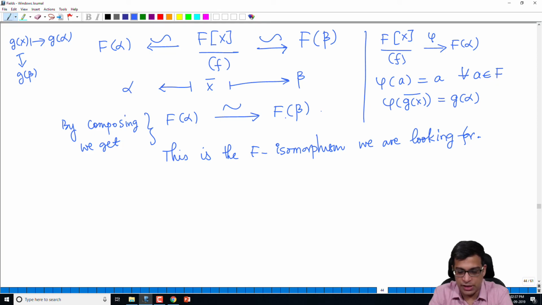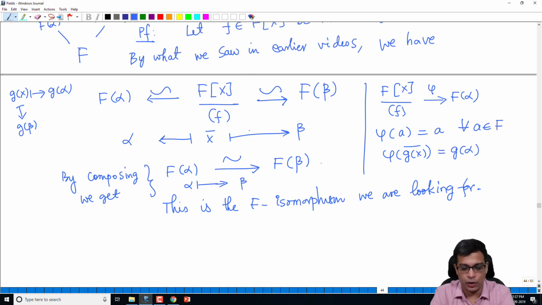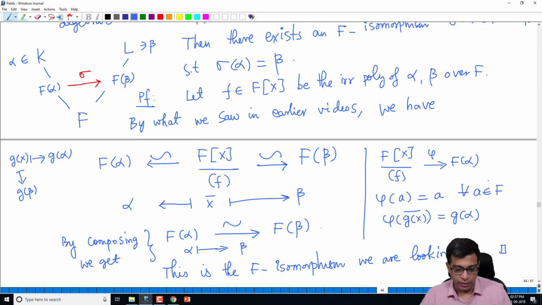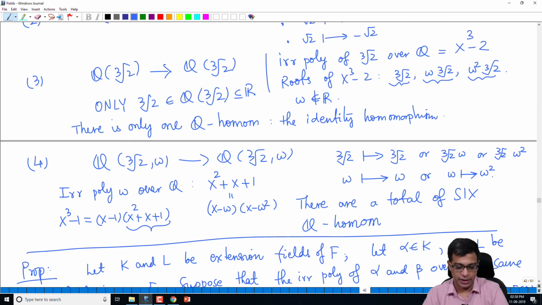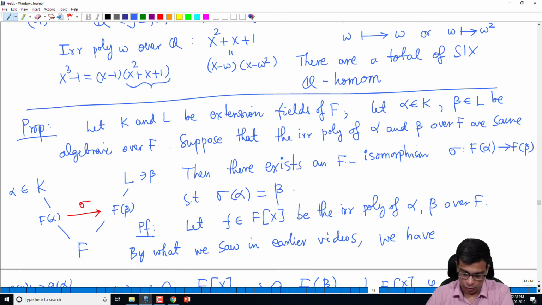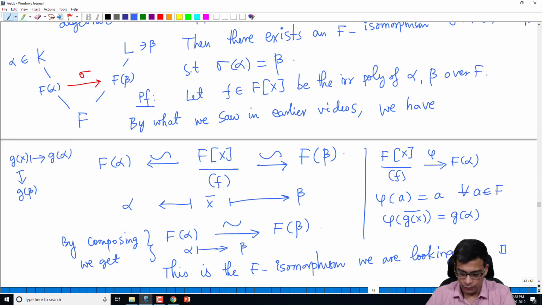Right, that's clear, because this is an isomorphism of rings. It sends alpha to beta, because under this inverse alpha goes to x bar goes to beta. So alpha goes to beta and every element of F is fixed. So that is the proof. Okay, and implicitly I have used this proposition to say that there are 6 homomorphisms in this example, from Q adjoin cube root of 2 omega to Q adjoin cube root of 2 omega, because I need this proposition to say that I can send cube root of 2 to any other root of its irreducible polynomial, and I can construct a valid field homomorphism.